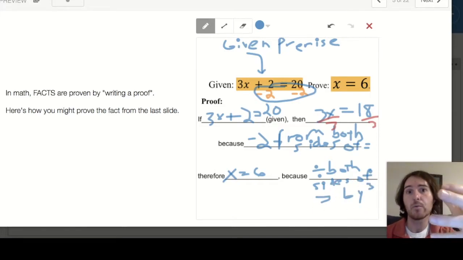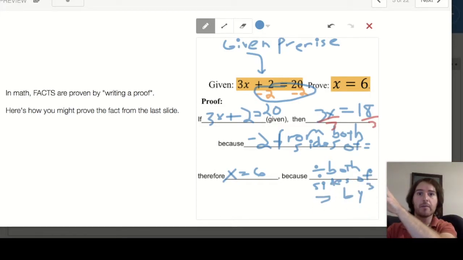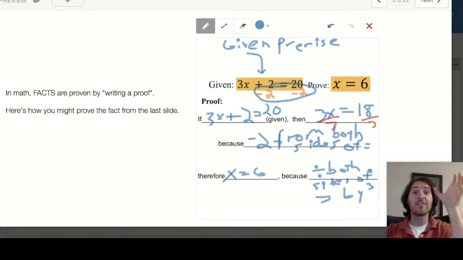And that, of course, is a rule. If you divide one side of an equation by something, you divide the other side of the equation by the same thing, and equality is preserved. This was a rule up here, a justification that if you subtract 2 from one side of the equal sign, you've got to subtract 2 from the other side, and equality is preserved.